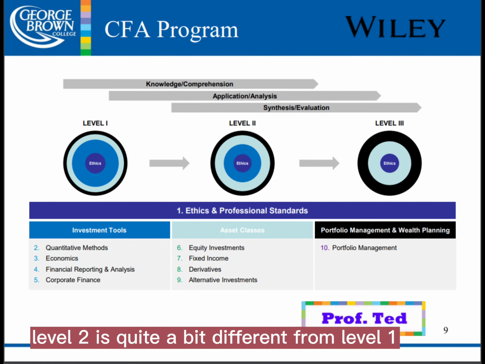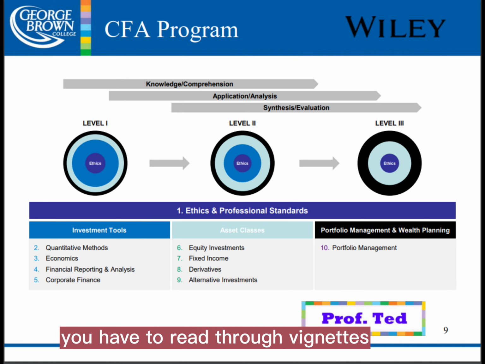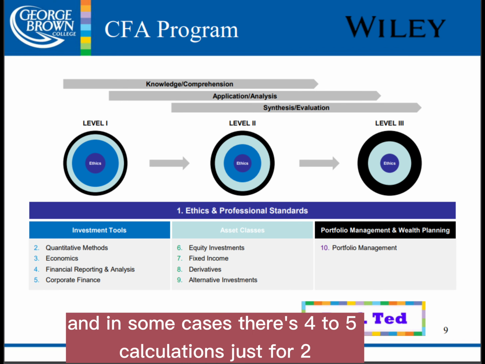So we can see that Level 2 is quite a bit different from Level 1. There's 3 minutes per multiple choice question. You have to read through vignettes, and in some cases there's 4 to 5 calculations just for 2 learning outcome statements.